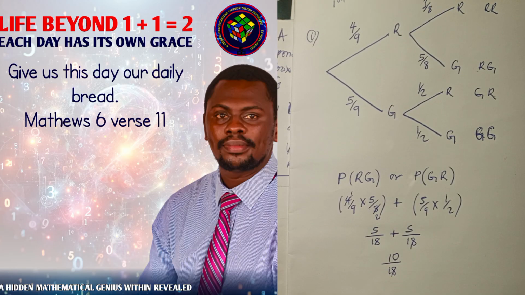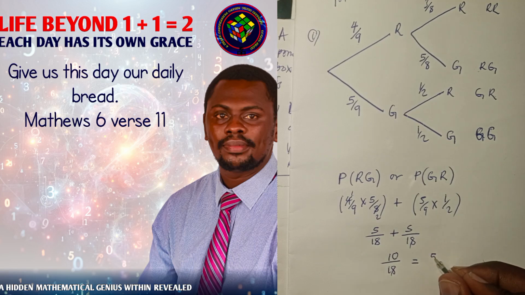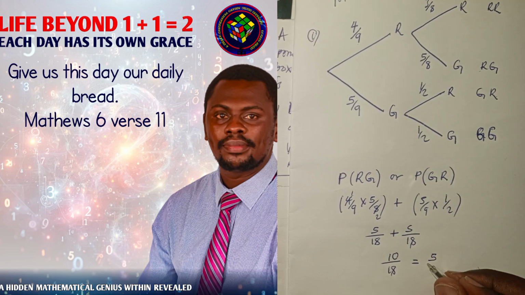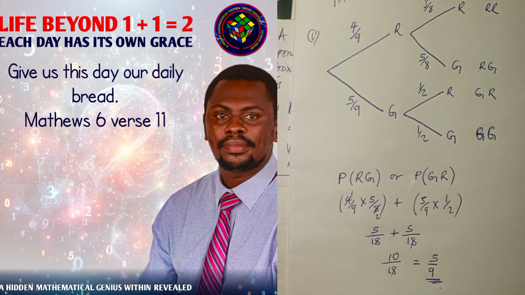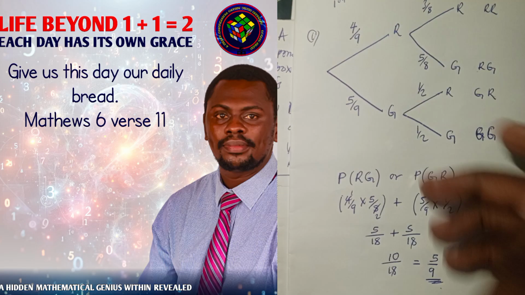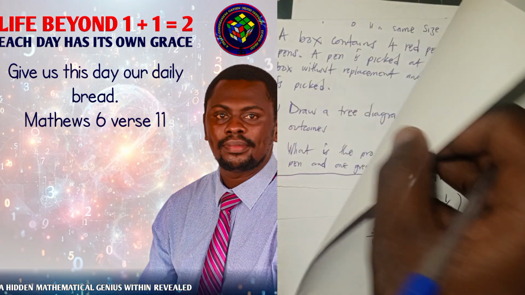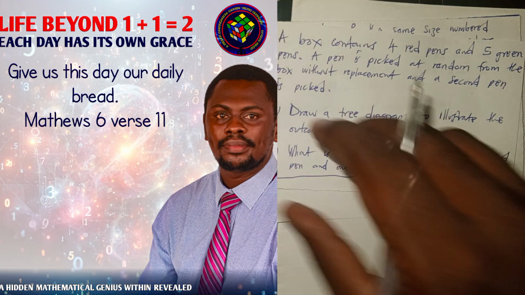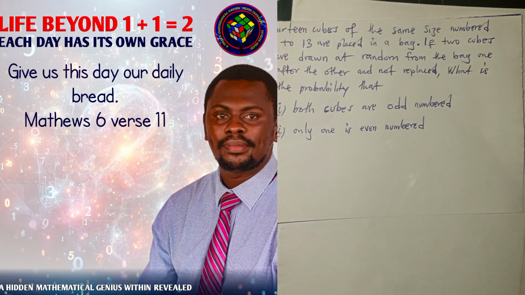So when you simplify that fraction, the highest common factor for 10 and 18 is 2. So 2 in 10 is 5, and 2 in 18 is 9. So we have 5 over 9. So that's how you perform calculations. Okay, we'll go to the second question.